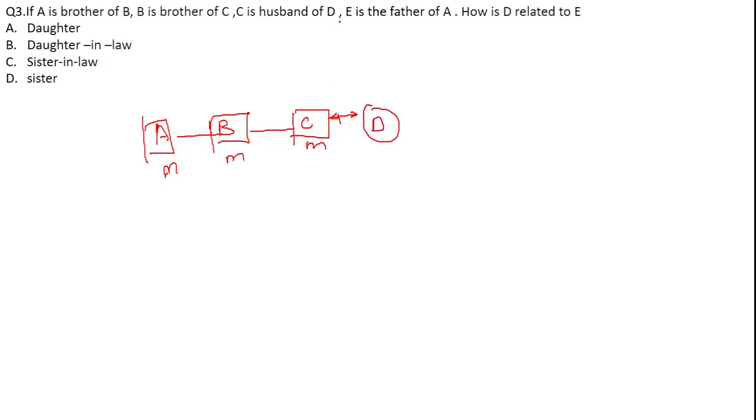So we will write it as D. Okay, and E is the father of A. E is father of A. So he is also male. So we have asked how D is related to E. How are E and D related? So basically, E is also father of C. Correct? So D is related as daughter-in-law of E. B is the correct answer.